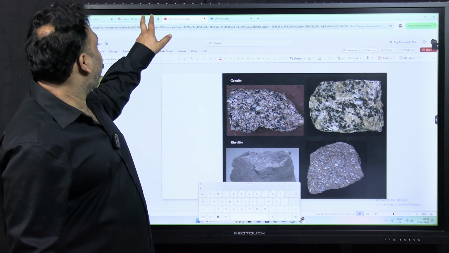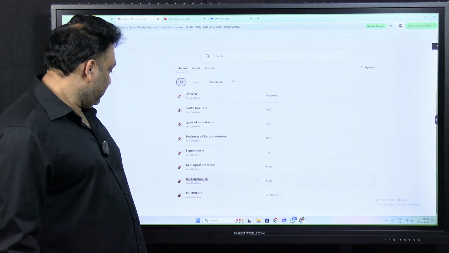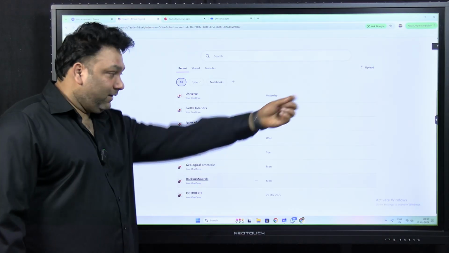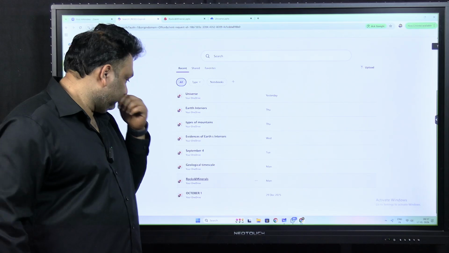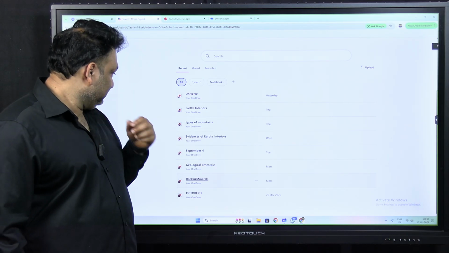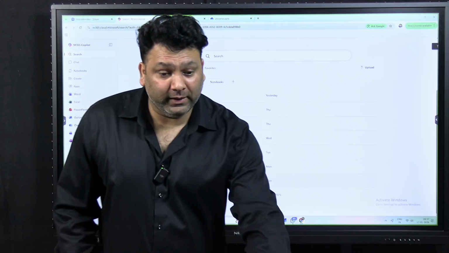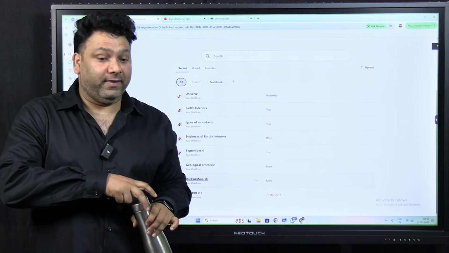So we'll go to the next topic here. So rocks and minerals हो गया. Next I will take up, I'll take up important topic here. Geological time scale. सब लोग ध्यान देना.